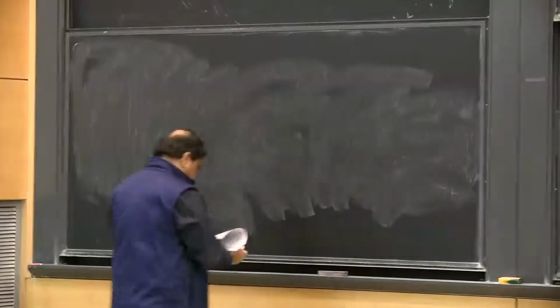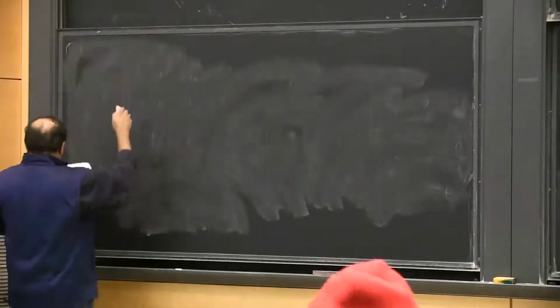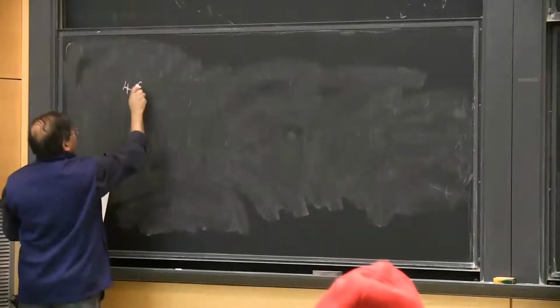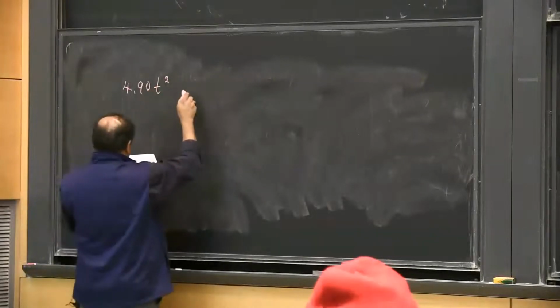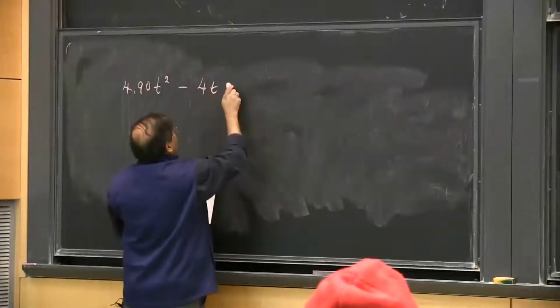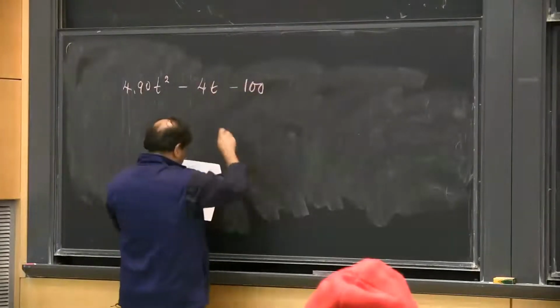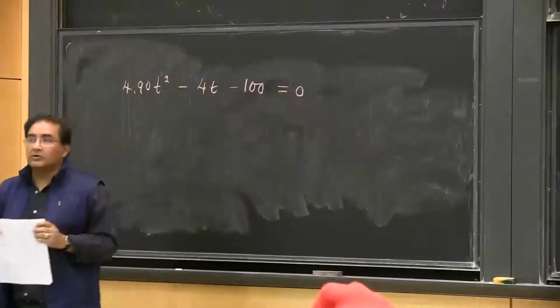All right. So let's write this as follows: 4.90 t squared minus 4t. I would write. I wouldn't worry right now about significant figures. I'm just solving the problem. So what is this equation called?